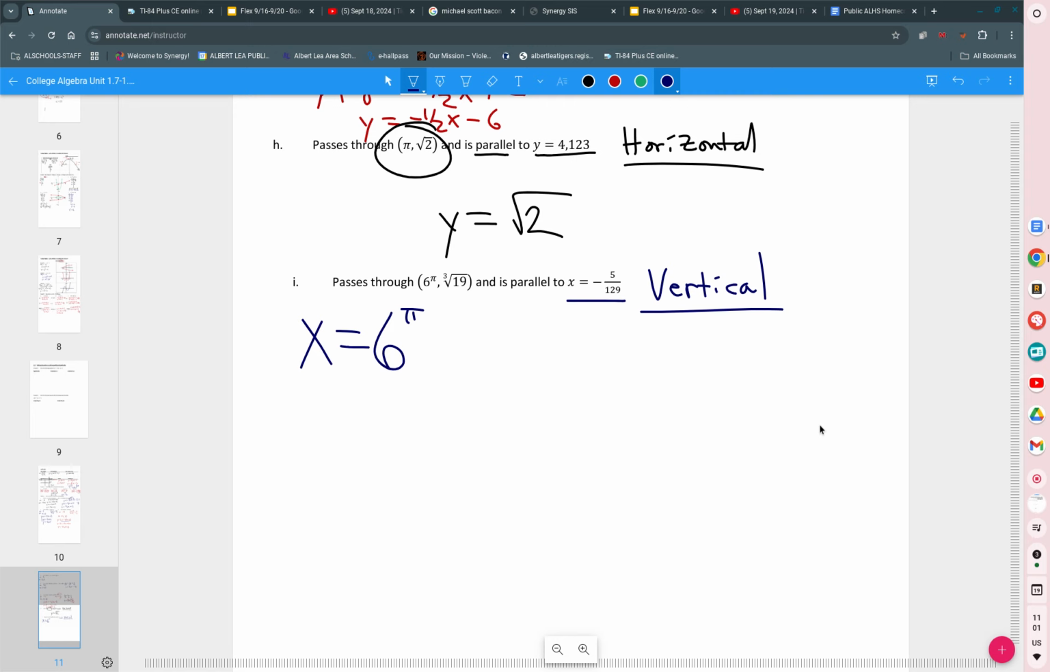Now, suppose that there was a slight change. Suppose instead of saying parallel, I said it is perpendicular. You tell me, what kind of lines are perpendicular to vertical lines? Horizontal lines of y equals. So then it would be y equals cube root of 19. Okay? So I get it, the numbers, they may look complicated, but conceptually, not too bad.